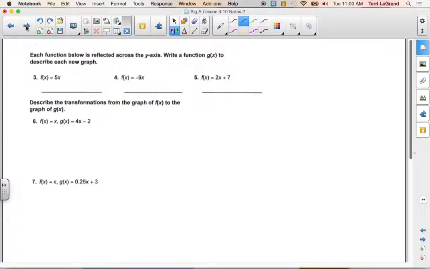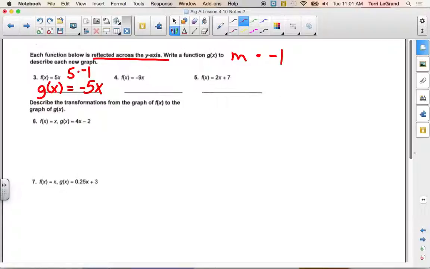Reflection. What happens in a reflection? Slope. Yeah, so slope gets multiplied by, what did it say in the front? So we have to take m times -1. That's all we got to do, you guys. We just have to take m times -1 and we'll have our new function. Well, what's m in our first one, number 3? 5. So we're going to take 5 times -1, and what are we going to get? -5. So our function's now going to be g of x equals -5x.